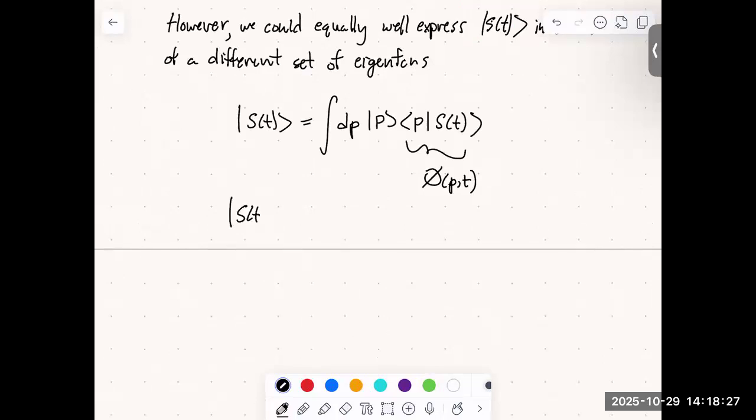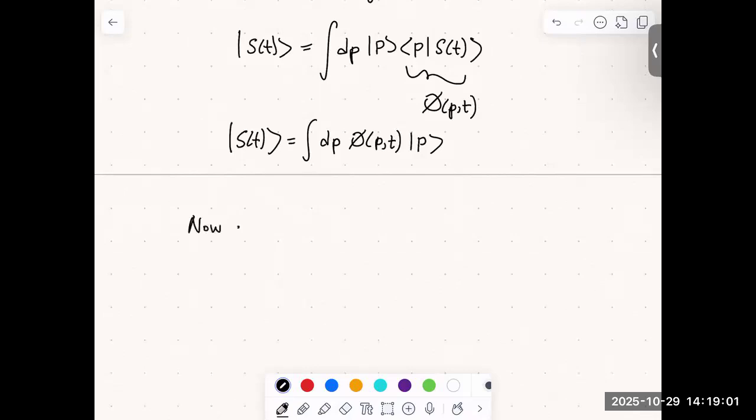I'll just write it out again. S of t is equal to the integral of, let's say, dp, the momentum space wave function, and then we still have p, the eigenstate, left over. So we're summing over all eigenstates again. It's a continuous sum, and this is like the probability amplitude for being in each state of a particular momentum.